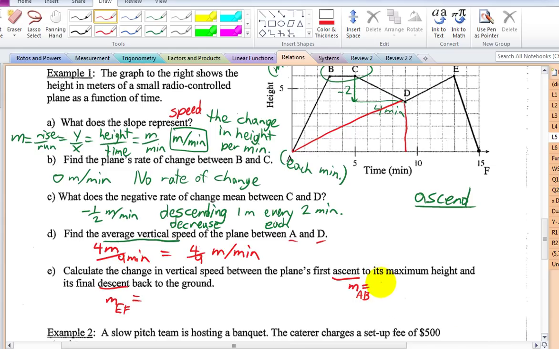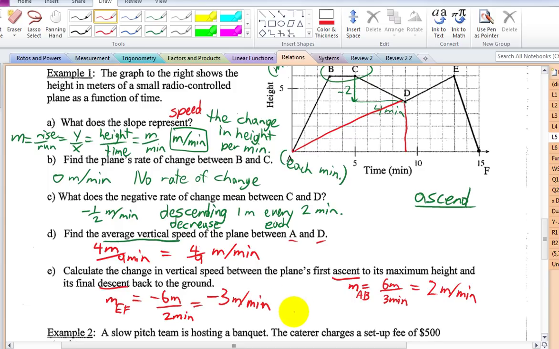So for the slope going up, it would be 6 meters over 3 minutes, which is 2 meters per minute. For the descent, you would go down 6 meters, so -6 meters, and that was over 2 minutes. So that is -3 meters per minute.